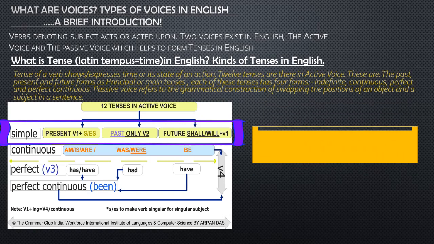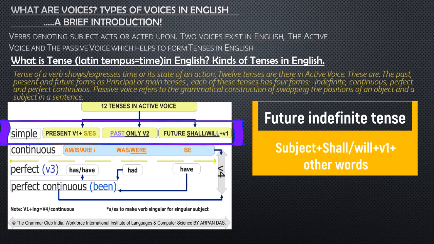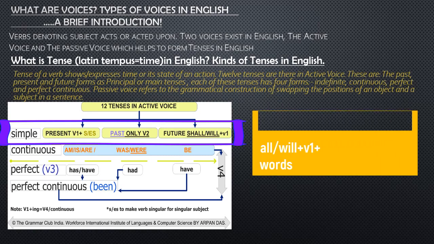For future indefinite work stream, we have future indefinite tense structure as subject plus shall or will plus V1 plus other words. Please note that shall is used in the first person, and will is used in the second and third person to express simple future tense.